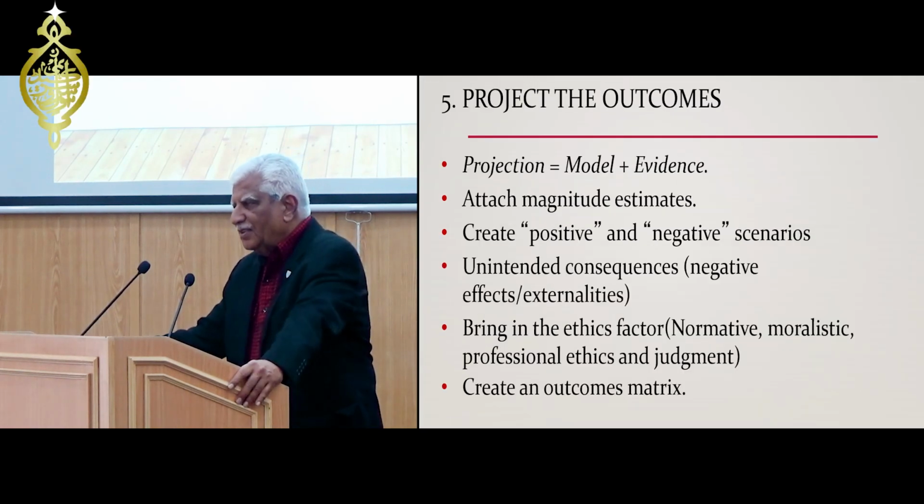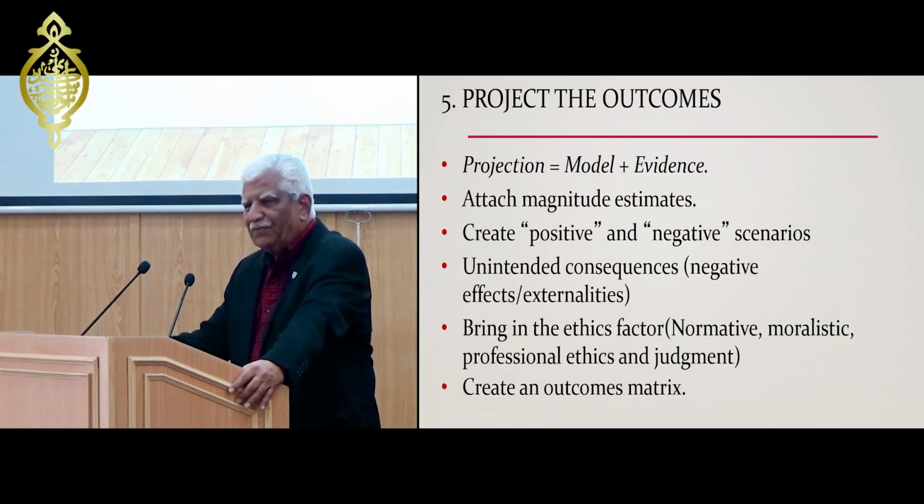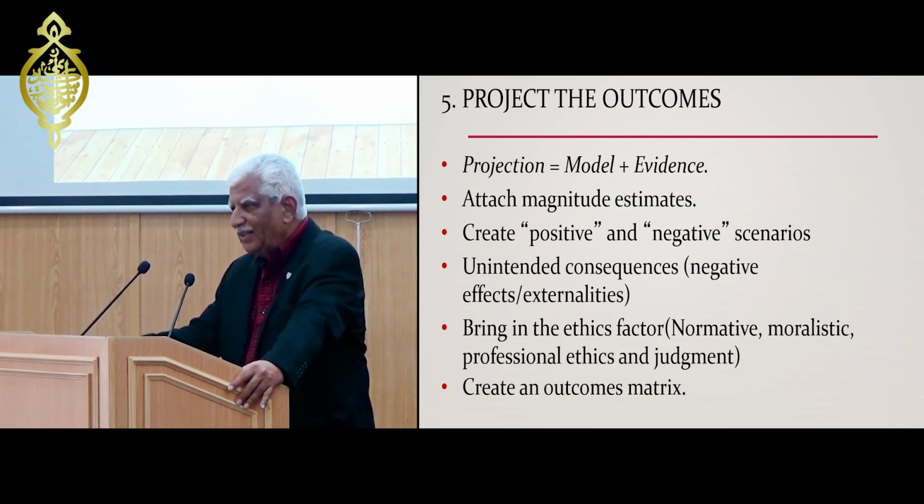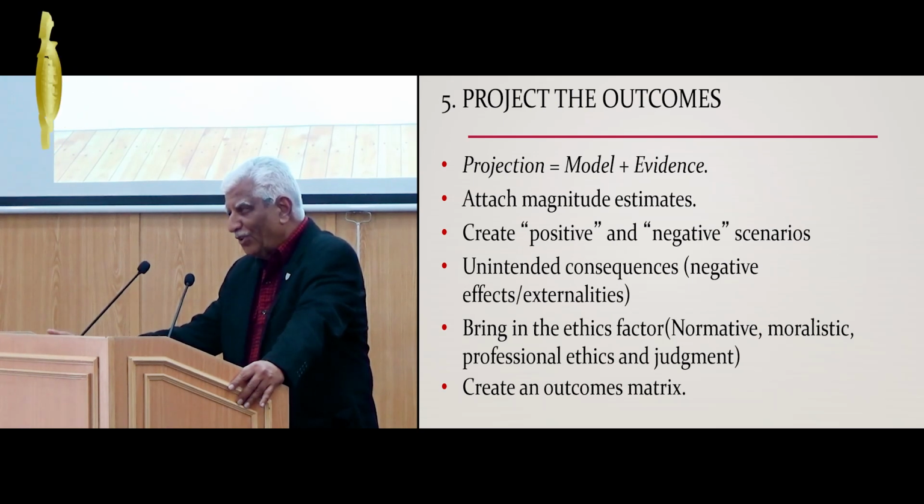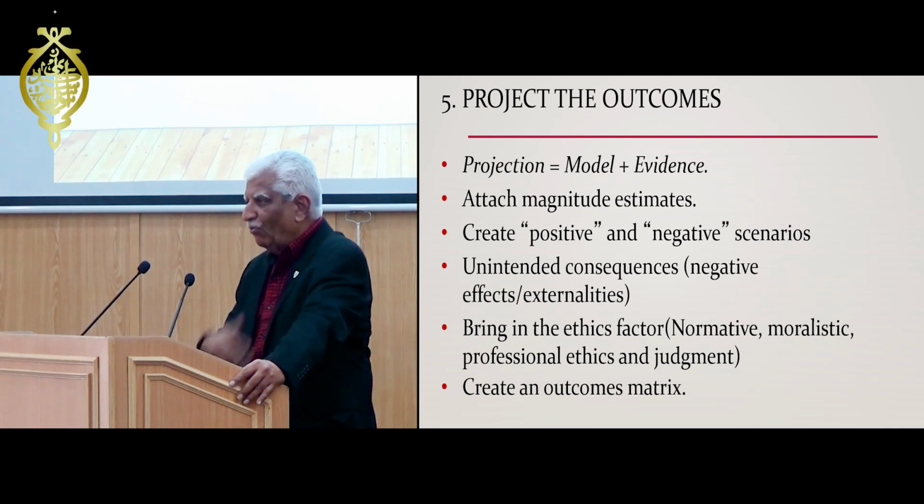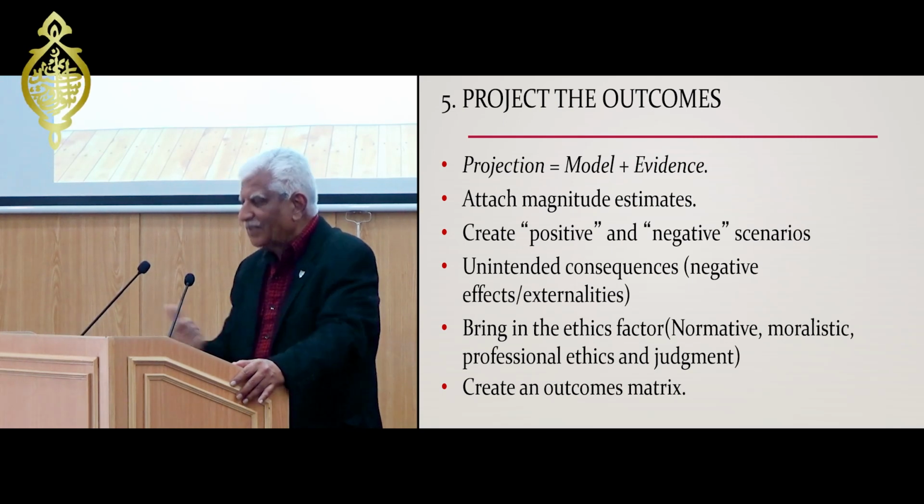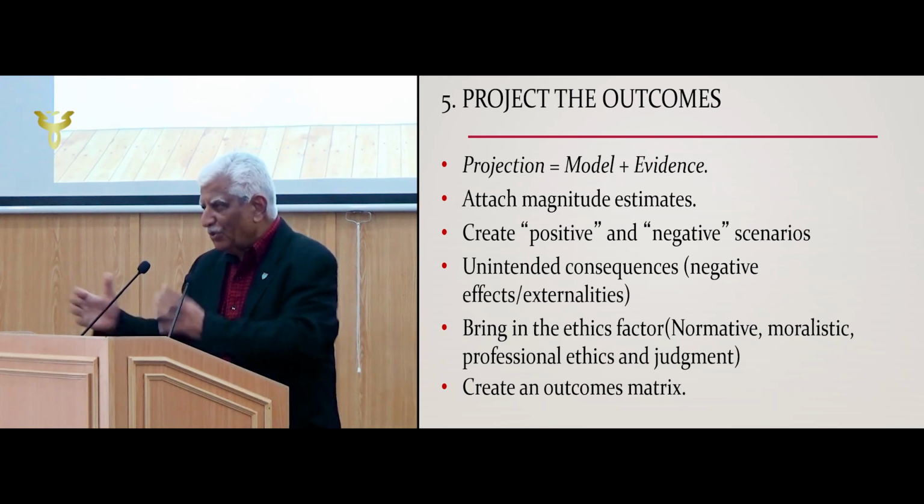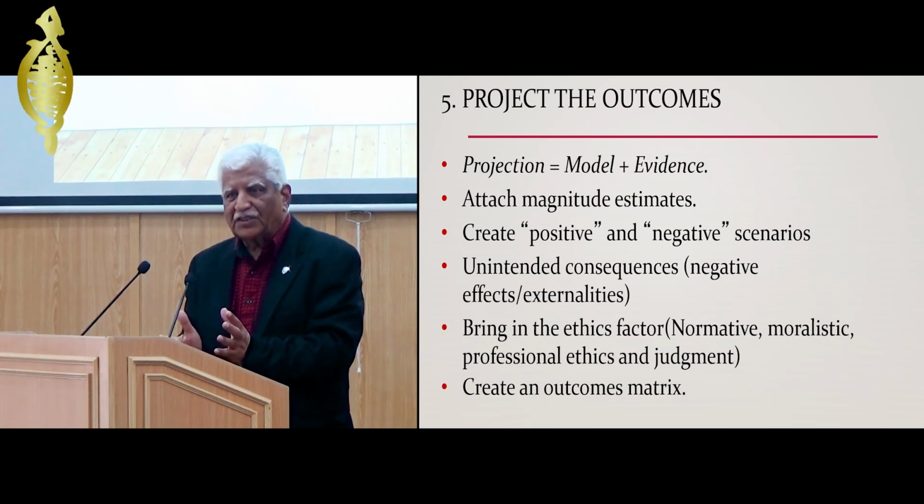Now, this is the fifth part, which I have already indicated earlier. The fifth part is basically the projection of the outcomes. If I put 2 and 2, will it make 5 or will it make 4? That will be the kind of stuff that you are likely to do. So your model or theory of change plus evidence is something which you are likely to see.